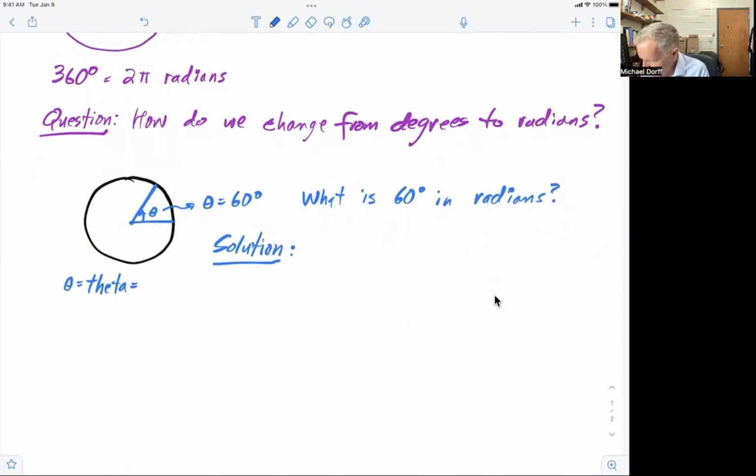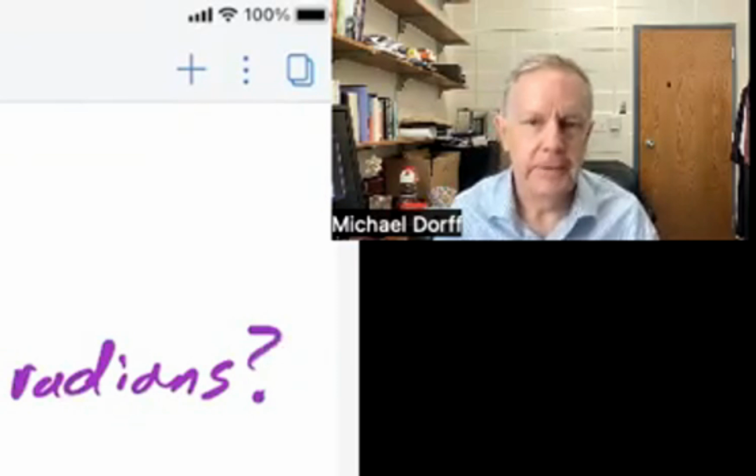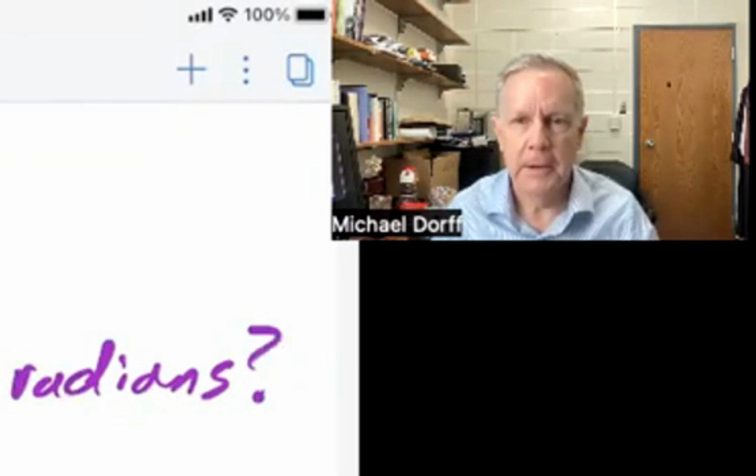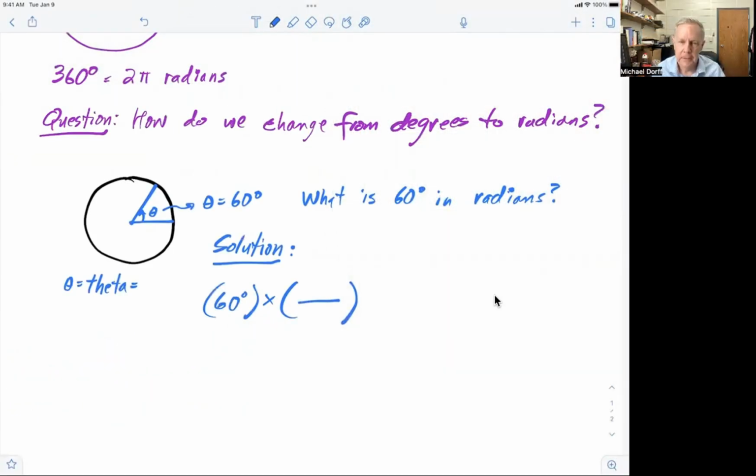So we start off with the angle that we're given, 60 degrees here, and I'm going to multiply it by a fraction. Whenever I multiply something by a fraction, as long as the top and the bottom are equal to each other, I don't change the value of the original result I have. So if I multiply a fraction by 2 over 2, it still keeps the original amount equal to what we started with. In this case, I'm going to multiply by a fraction that has 360 degrees and 2 pi radians on it. One's going to be on the top and one's going to be on the bottom.